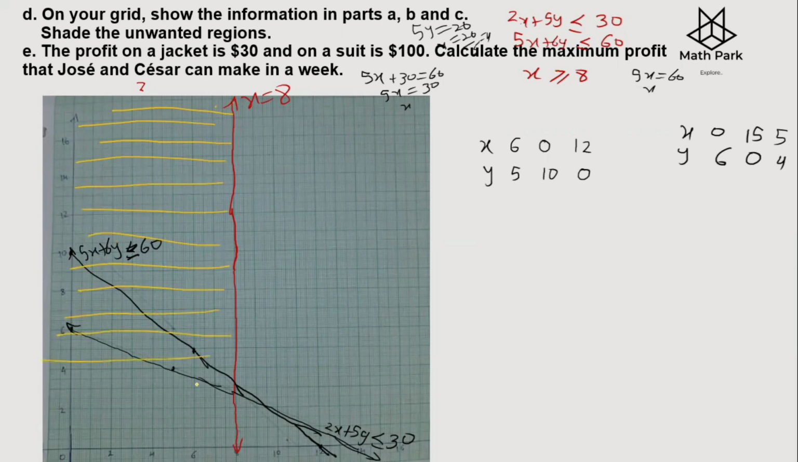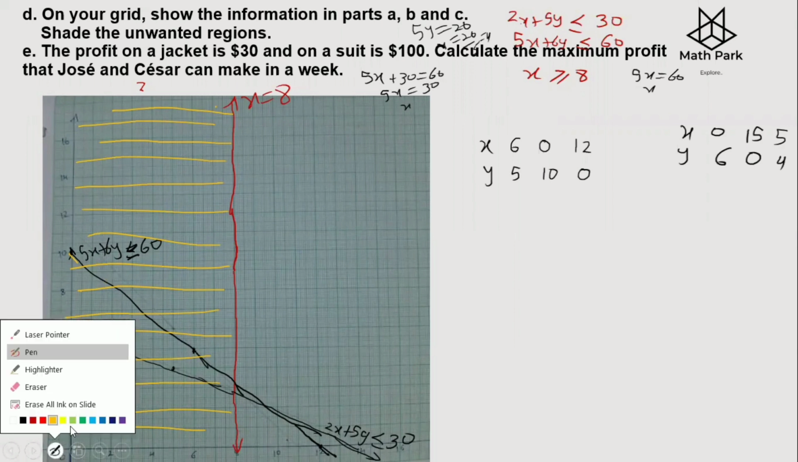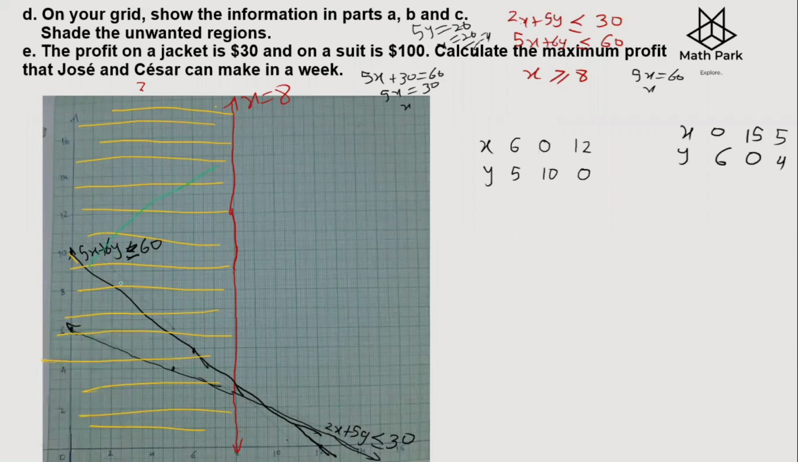Now let us start for the another line, which is 5x plus 6y. So this is the line 5x plus 6y is equal to 60, which is less than or equal to 60. So if I take x is 0 and y is 0, so we get 0. If I take this point 0, 0, this is the point which is satisfying less than or equal to 60. So the unwanted region is going to be the region which is above the line. The unwanted region is going to be the region which is above this line. So this is my unwanted region for 5x plus 6y is less than or equal to 60. This is the unwanted region for this line.